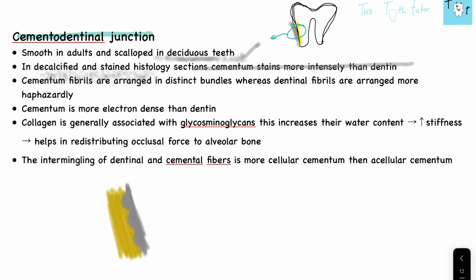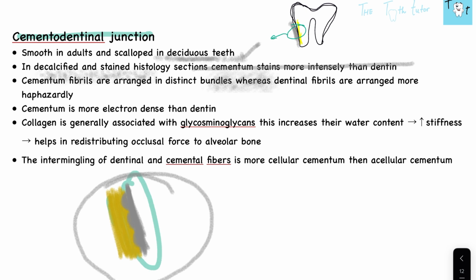If you have a decalcified section of this cementum and dentine, the slides we use, you would see that the cementum is far more stained than the dentine. Then, cementum fibers are arranged in distinct bundles, whereas dentinal fibers are arranged more haphazardly. So the fibers of the cementum are more organized, arranged in more of a bundle form, like this. And the dentinal fibers are more like randomly lying across the dentine.